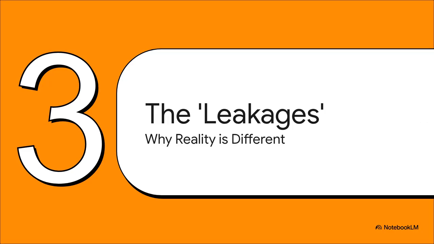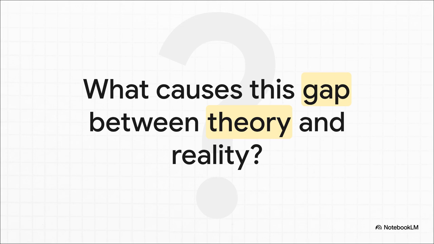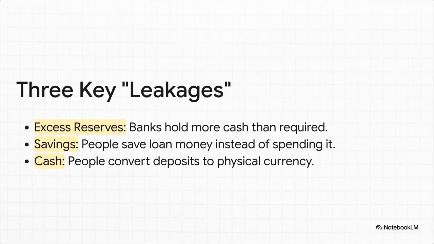So let's talk about these leakages. And no, this isn't a plumbing problem, it's an economics one. Leakages are basically all the ways that money can drip out of that perfect circular flow of lending and redepositing we talked about. So you have to wonder, what are these things that keep the money creation machine from running at full throttle? Where does all that potential money go that stops the real multiplier from ever hitting that theoretical maximum? Well, it really boils down to 3 main culprits.